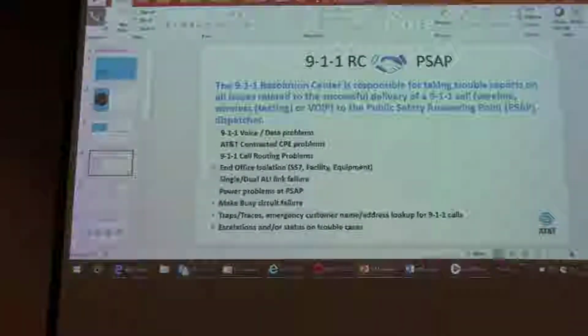So you have to get with the Res Center so they can start working with you, asking proper questions to isolate the problem. Is this a network issue? Is this a CPE issue? Do you have faulty equipment? Do you have a power issue? That's what they're doing right now: the triage. Any questions so far?